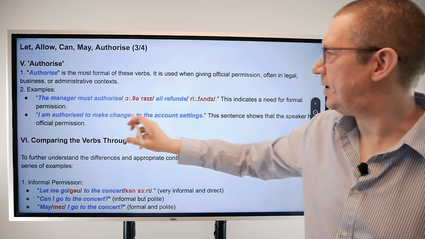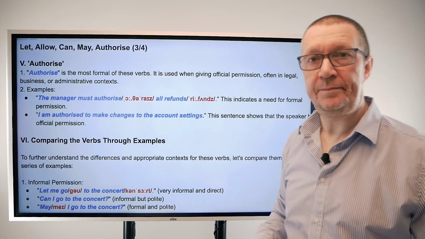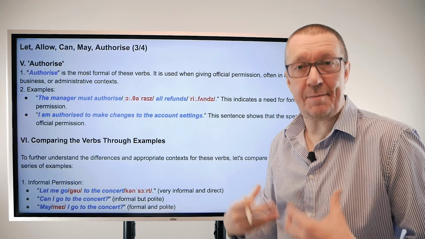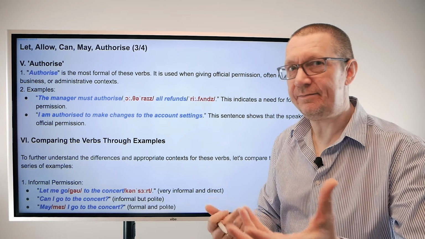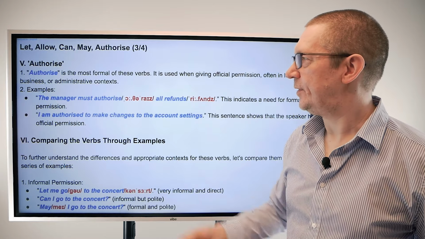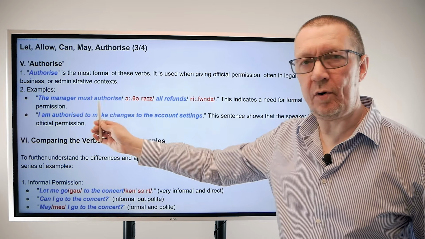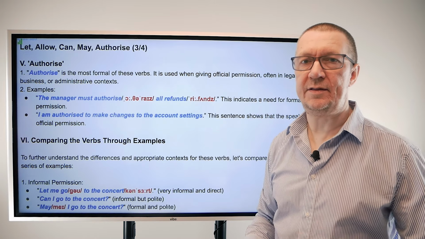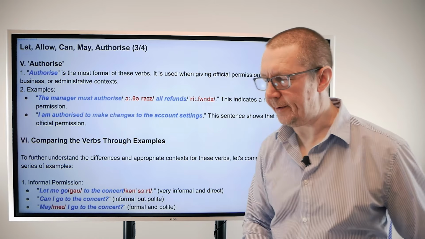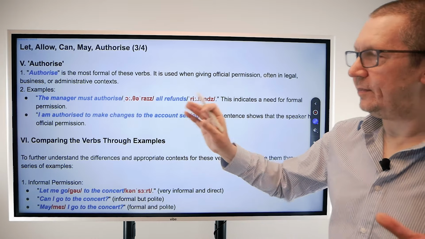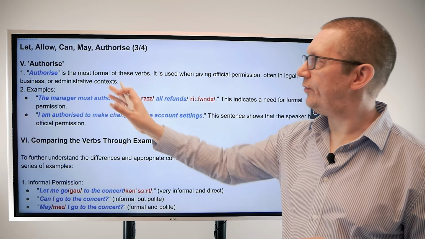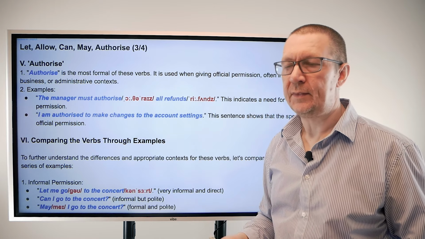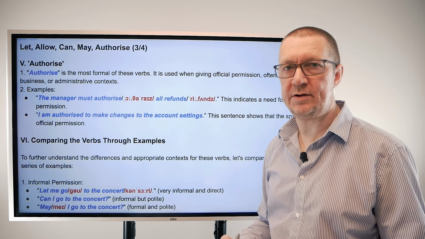I am authorized to make changes to the account settings. So again, I am authorized, I am the person who can do this, I am allowed, I am let, if you'd like to go really informal. So I am allowed to make changes, I am authorized to make changes to the account settings. So it's telling somebody that you have official permission to do something. Okay, so that should give you an idea of the way we can use these words informally and formally to both ask for and give permission.